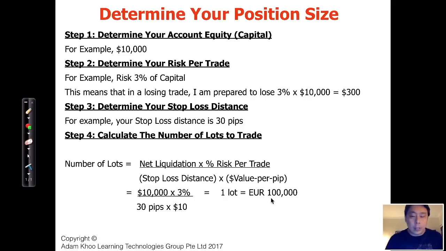One lot is again 100,000 of the base currency. So if it's EUR/USD, base currency Euro, we're going to buy 100,000 euros. And if you do that, and your stop loss is at 30 pips, how much is your risk? $300. That's it.